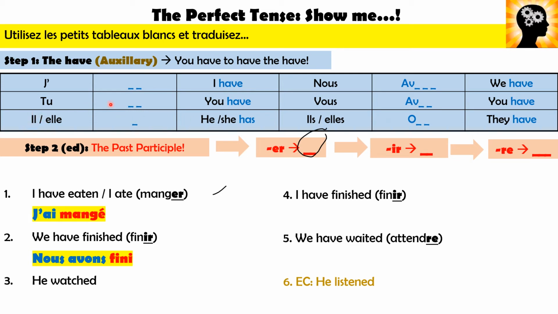He has is il a. And then our verb to watch is regarder with an ER in the end. What does the ER change to in the past? E with an accent, so it is il a regardé. Voilà. Alors, numéro 4, I have finished.